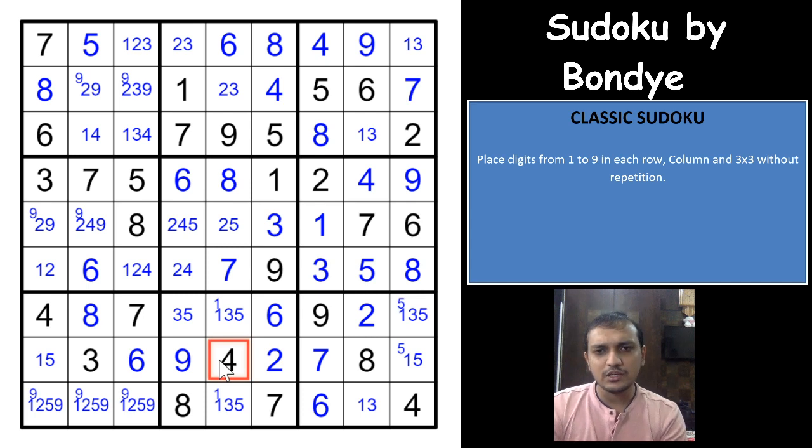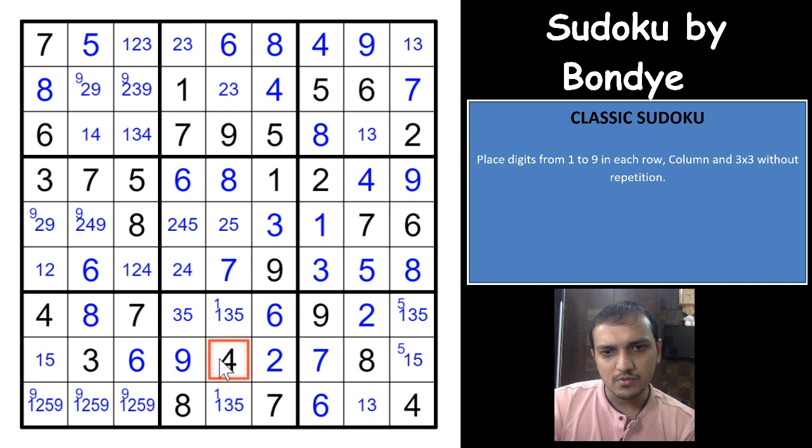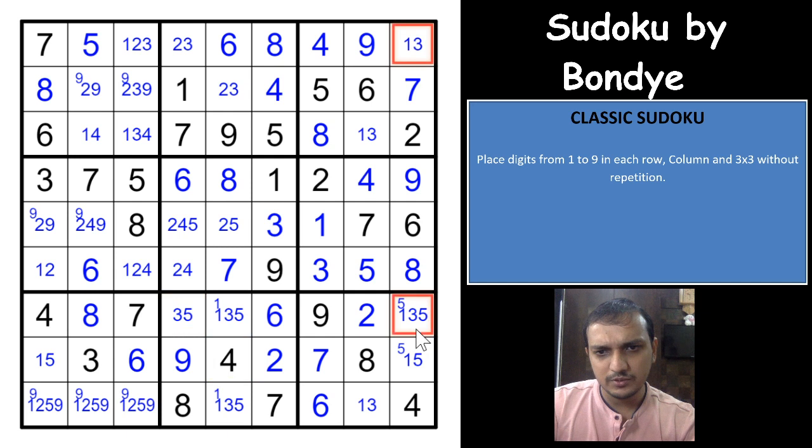Oh, I see an X-wing. That's nice, guys. That was easy to look out for actually. I see an X-wing of 3 in these 2 columns. That's nice. That's actually nice.